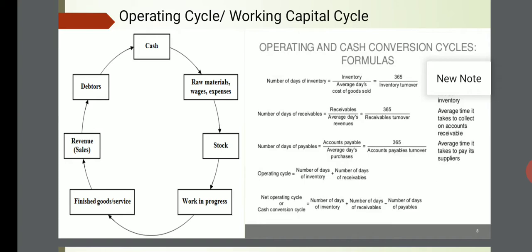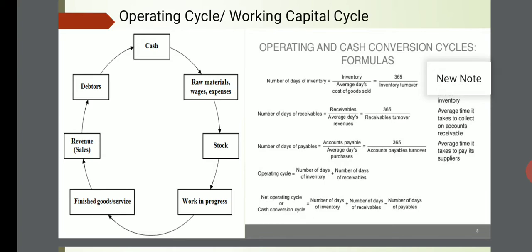Now, for how many days will it be blocked? It will be the sum of raw material days, work in progress days, finished goods days, debtors days, and you will have to deduct creditor days from this. Now, number of days of inventory is inventory divided by average daily cost of goods sold, which is equal to 365 divided by inventory turnover. So what is inventory turnover? Inventory turnover is average daily cost of goods sold divided by inventory.